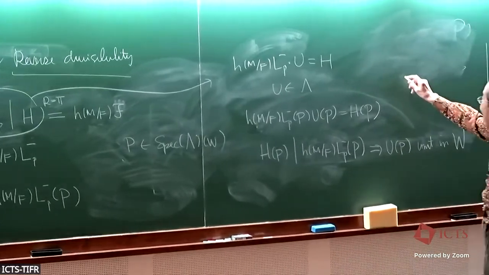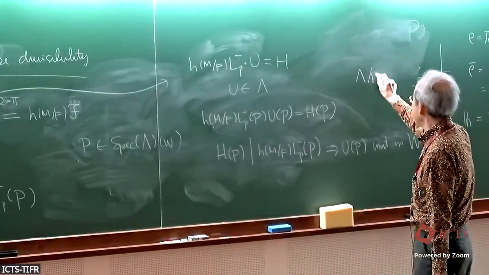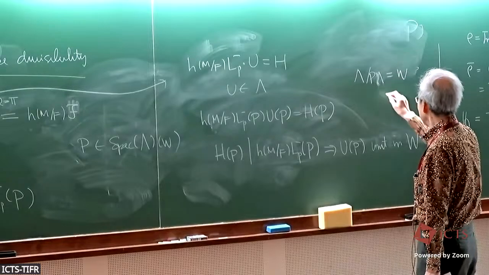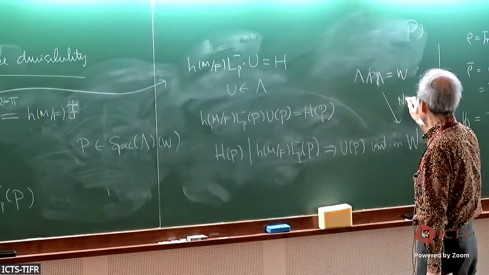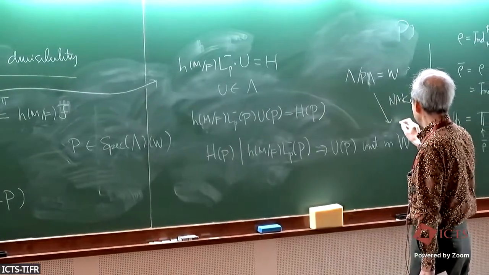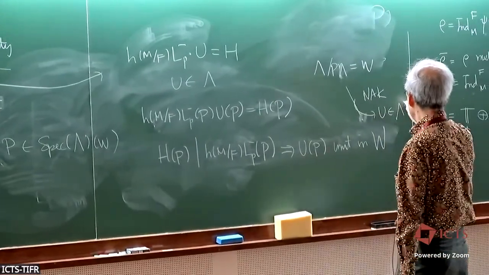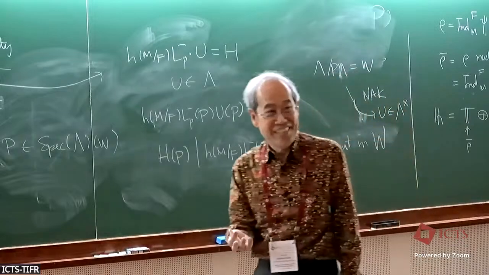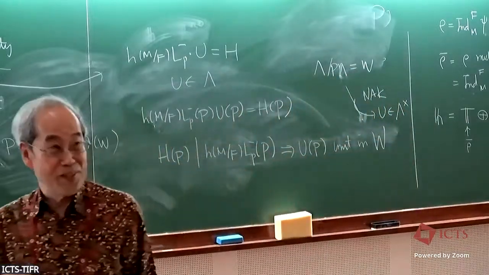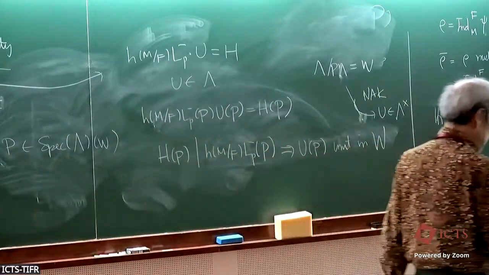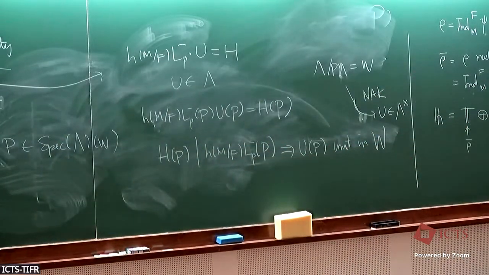And Lambda over P Lambda is W. And Nakayama's lemma tells you that U is a unit in Lambda. So you win. So I need to find a good point P. And a reduction argument, I do.